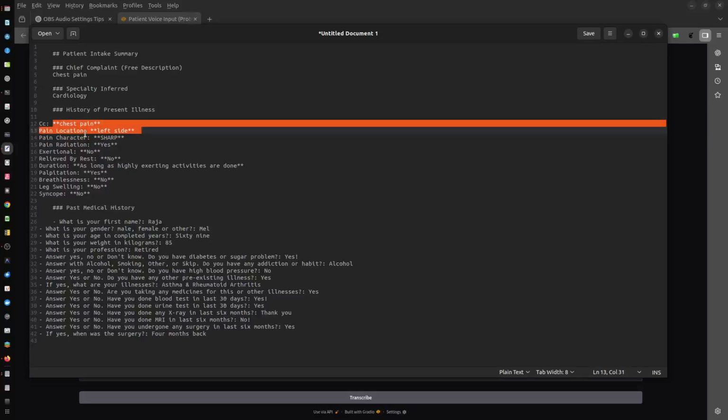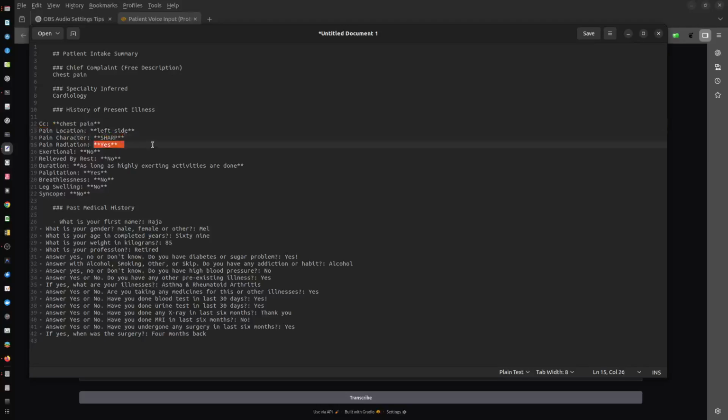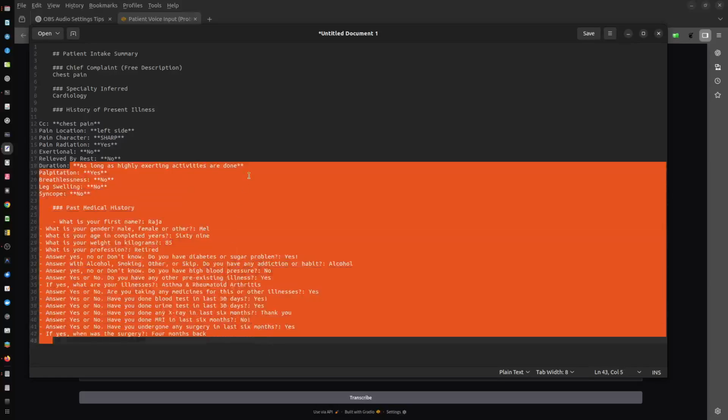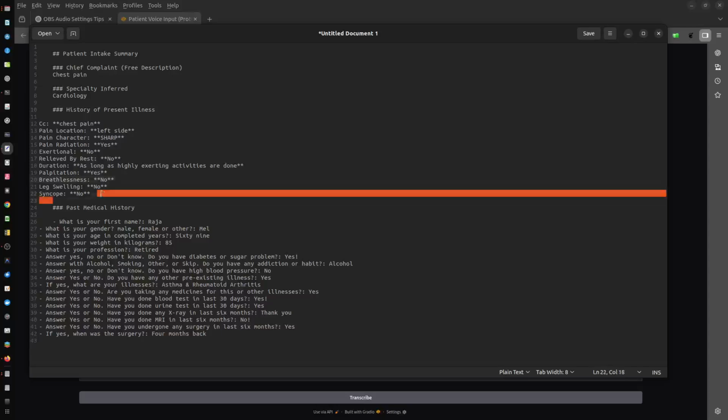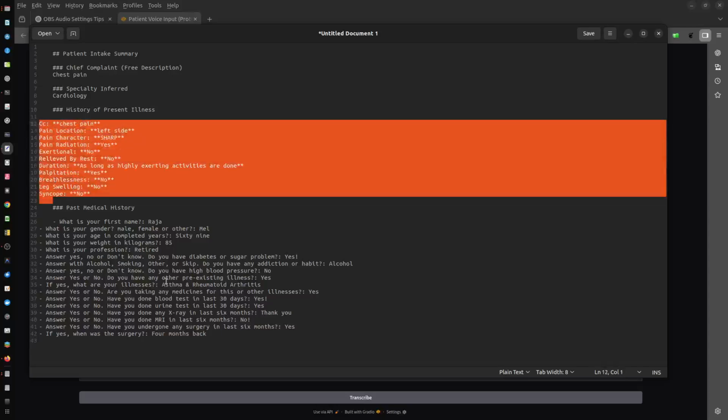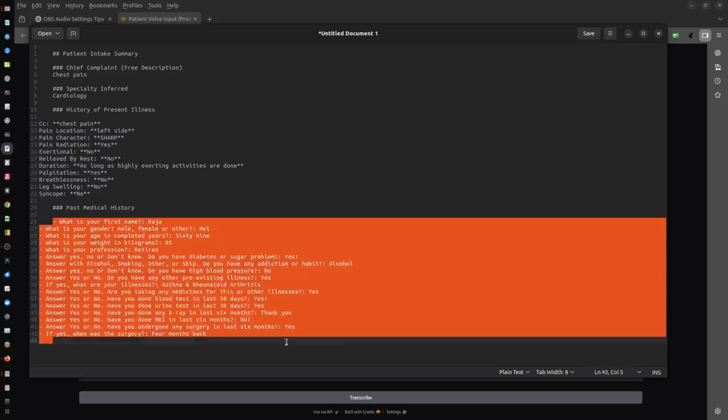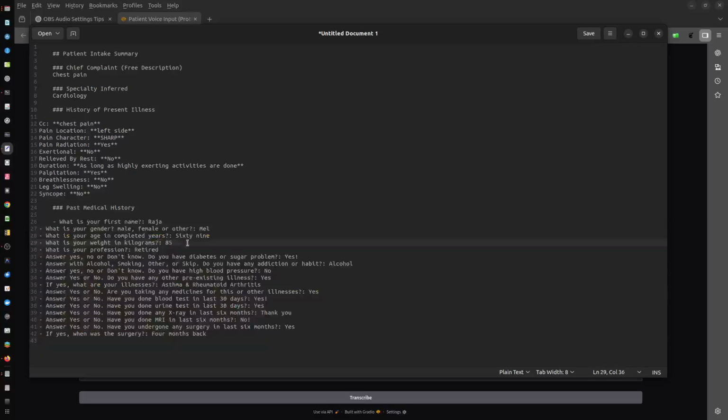The chest pain is on the left side, the nature is sharp, radiation occurs, exertion increases it, it is relieved by rest. All those things are important from the cardiology diagnosis point of view. And these are the old demographic questions, what is your weight and what is your age, because age is an important predictor of cardiac illness. Then bad habits like alcohol or smoking are also important reasons. High blood pressure and diabetes are also important reasons.